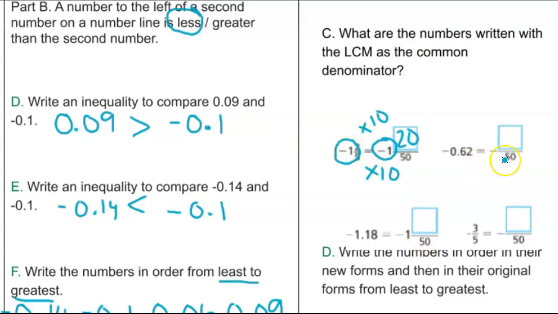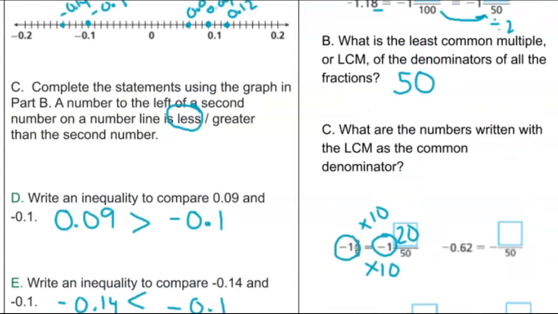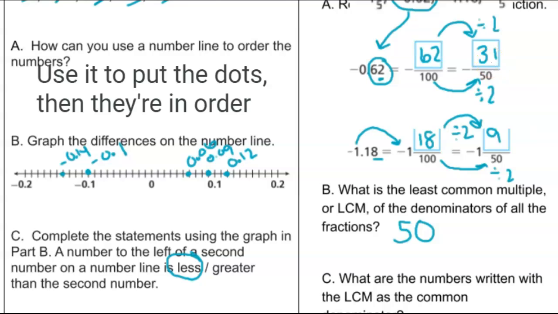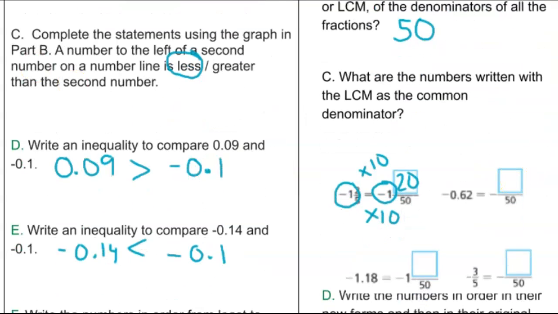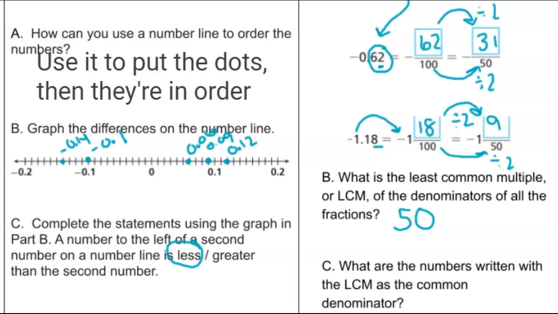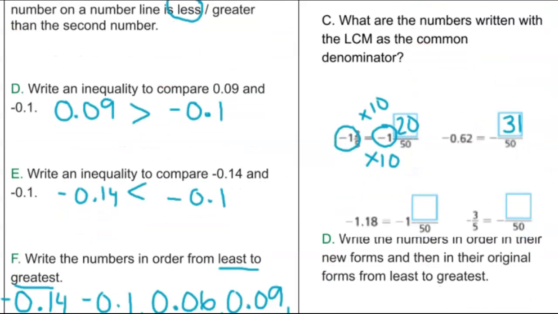The reason they have this already marked like this is because we solved it up top. We're just going to transfer it down. So we have 31 there. We already did the work. They're not going to make us do the work again. Same thing with negative 1.18. We got a 9 over 50 there, so we're just going to copy it down.